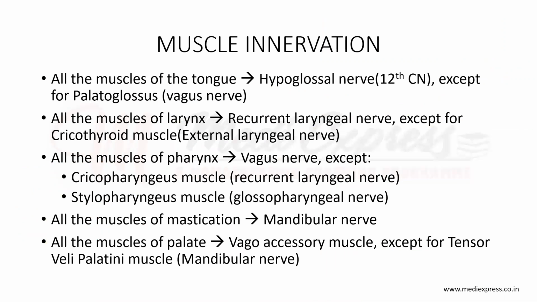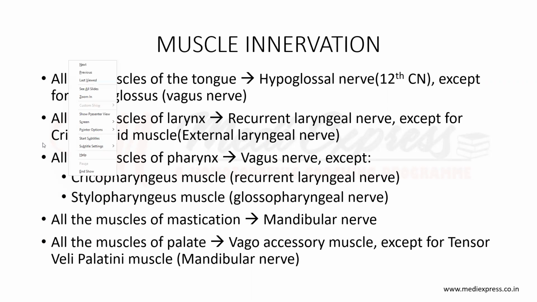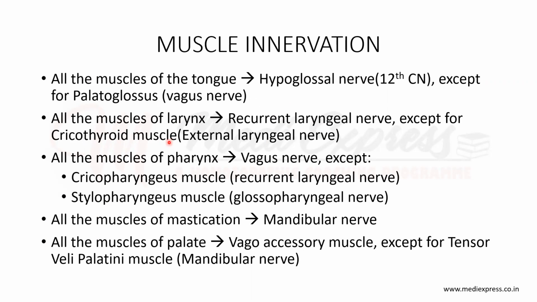The next topic, which I already mentioned, once again I'll brush up the muscles. The hypoglossal nerve supplies all the muscles of the tongue except for palatoglossus, that is the vagus nerve. All the muscles of the larynx are supplied by the recurrent laryngeal nerve, except for the cricothyroid muscle. This I have not said. When we are talking about the larynx, we'll see in detail, but you should remember which nerve supplies the muscles of the larynx. The cricothyroid muscle is supplied by the external laryngeal nerve.